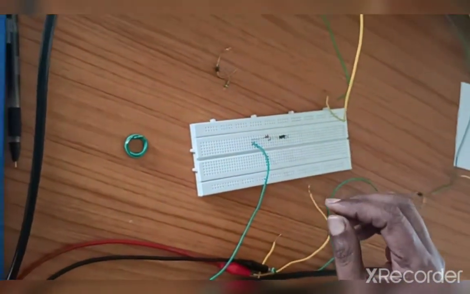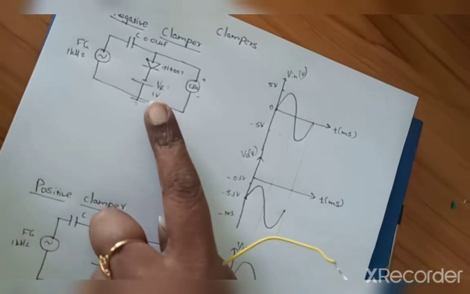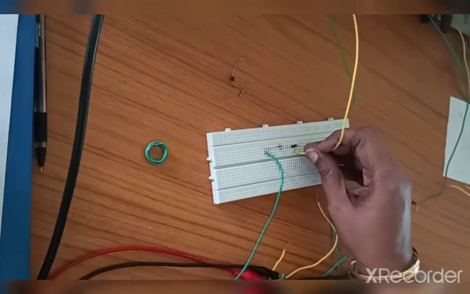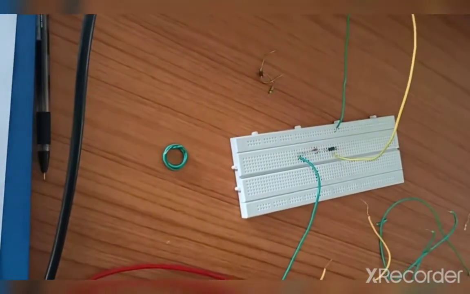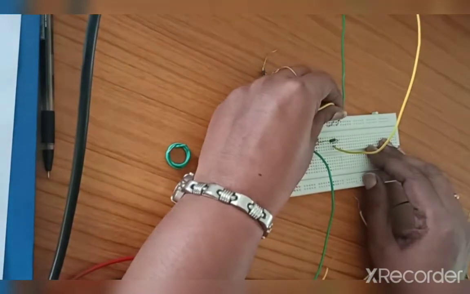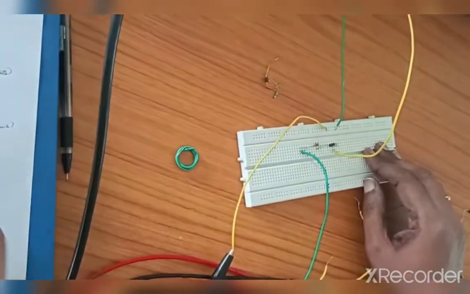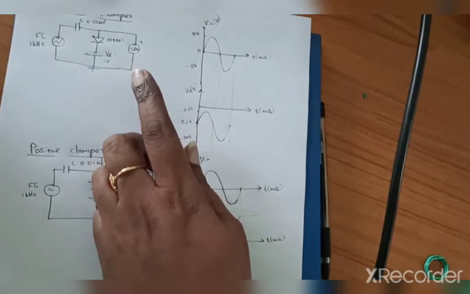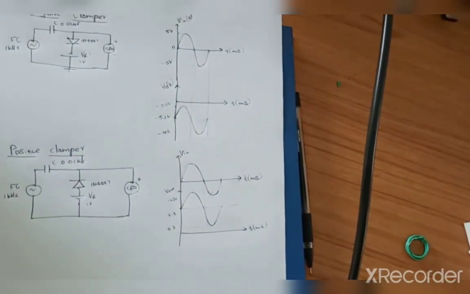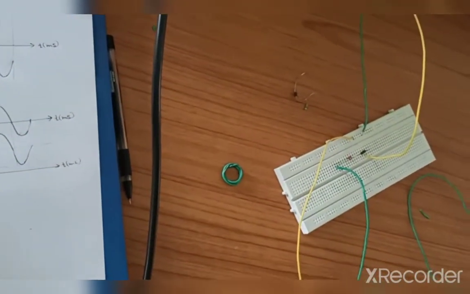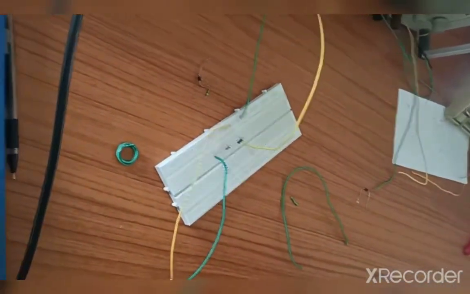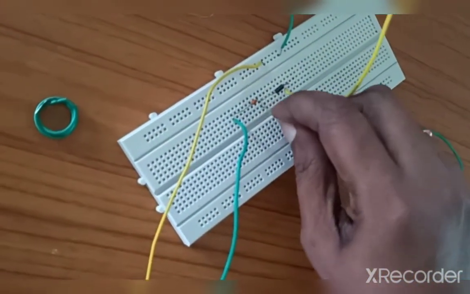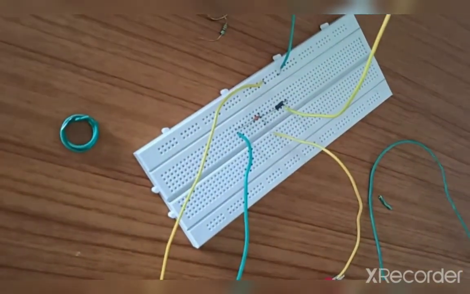The other end of the diode negative is going to be your power supply negative. Next, the power supply positive is going to be connected to your ground terminal. The function generator negative is also connected to the ground terminal. Now I have to connect the output. For the output I will take one channel of the CRO as the output waveform. The positive of the CRO should be connected to the junction of the capacitor and the diode positive, which is here, and the negative I am going to ground.